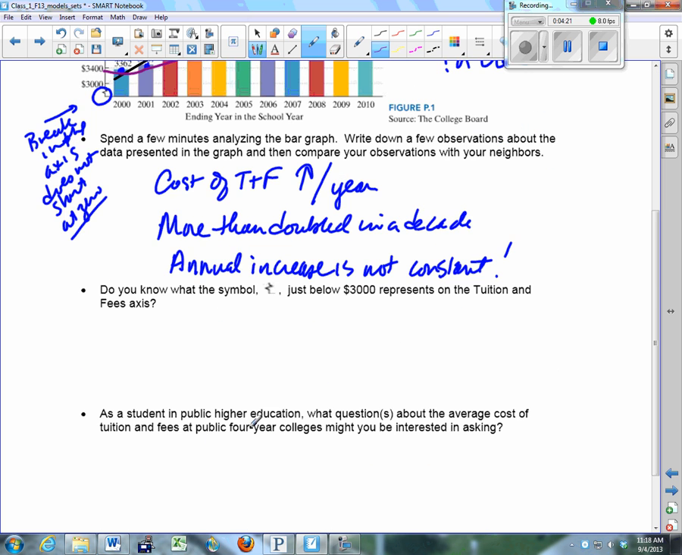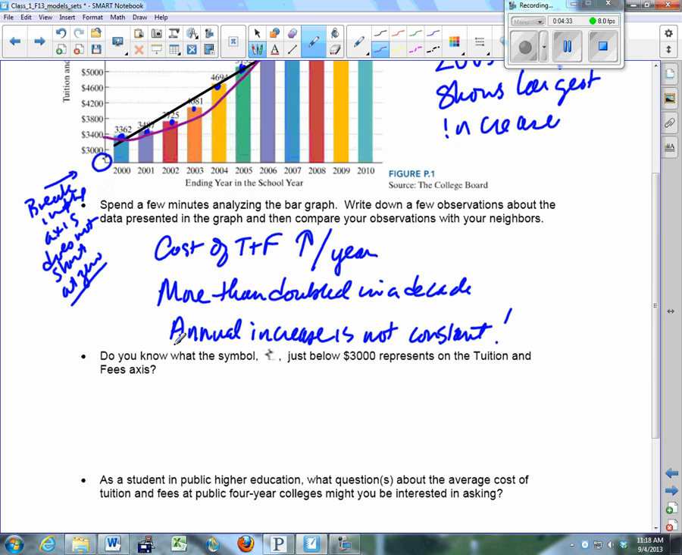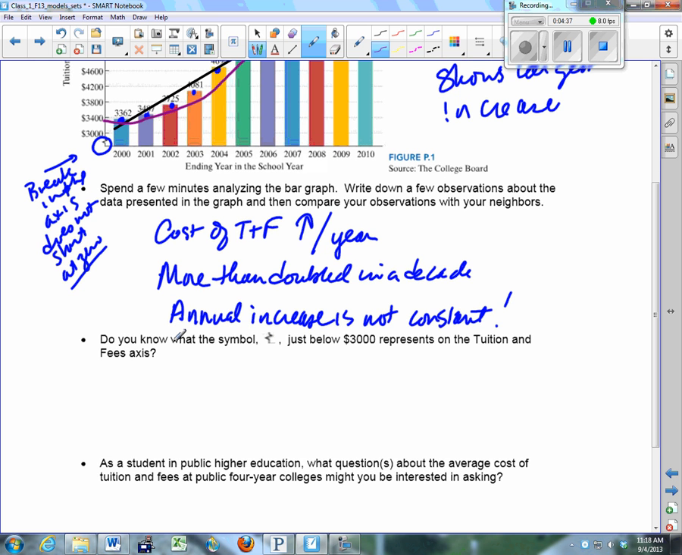All right. So as a student in public higher education, what questions about the average cost of tuition and fees might you want to ask or know about in the future, perhaps? What might you want to know? Will there be a cap? Right. So will these costs continue to rise?